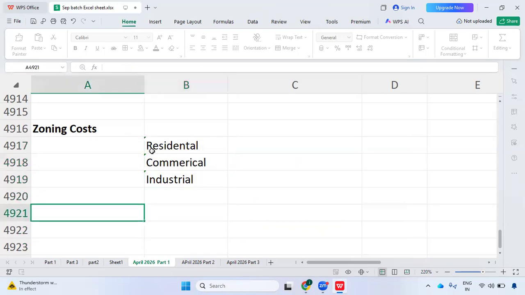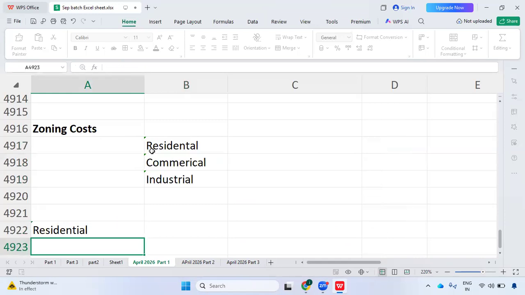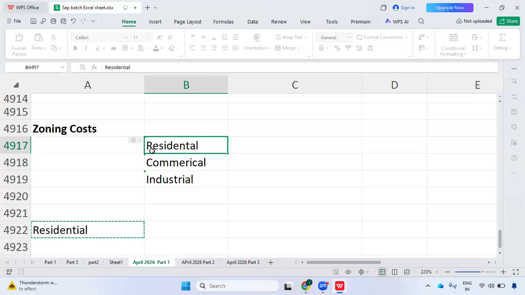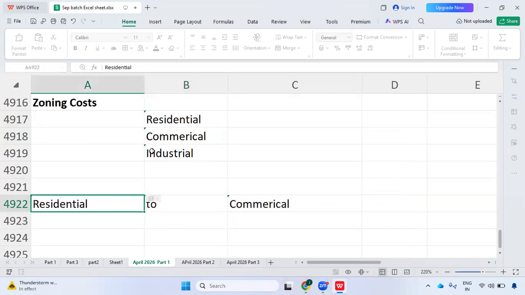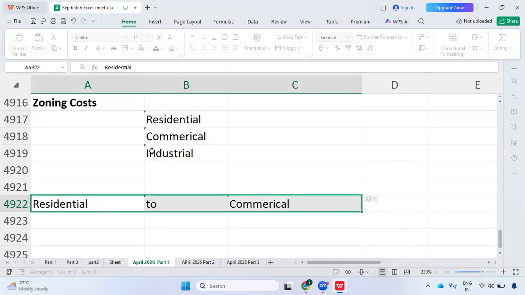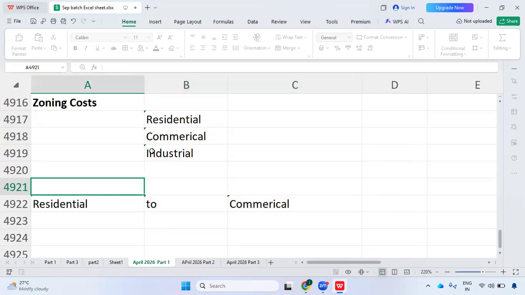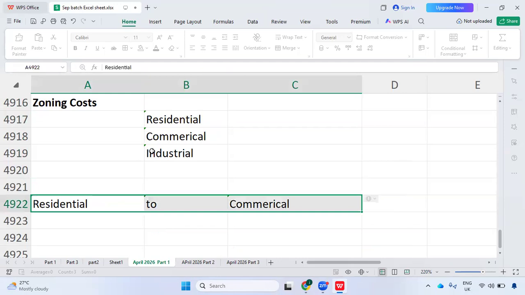So let's say there is a residential property, and the taxpayer wants to use this residential property for commercial. In that case, we need to pay some expenses. You cannot simply use your residential property for commercial. To convert the residential to the commercial, we need to pay some expenses. Those expenses we call zoning cost. We need to pay the government. The government will come and check all the criteria, whether it fits the case or not. Based on that, they will charge some fee.